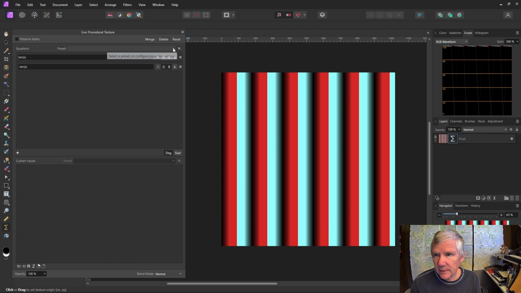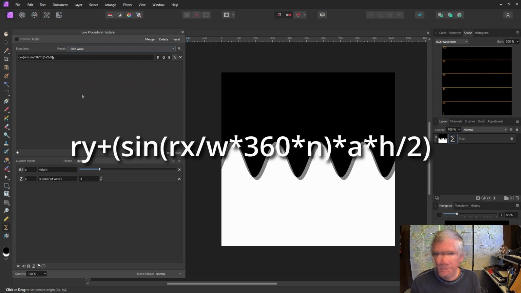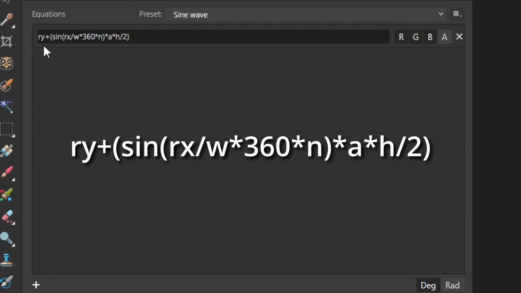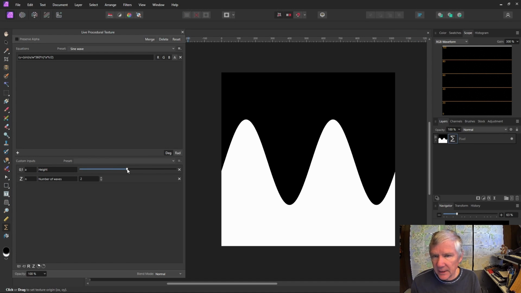Another way to look at this is to look at the presets, and actually I've got a lot of presets, but if you go down to the basic shapes, there's a sine wave preset. If you look at the sine wave preset, if I look at the formula, it's using relative x and y coordinates, and it's dividing by the width of the document in pixels and multiplying by 360 degrees, and then by n, which is the number of waves. And then the height of it is controlled by this factor a, and that's the height of the document divided by 2. So if I set that all the way up, it'll take up the full height of the document.